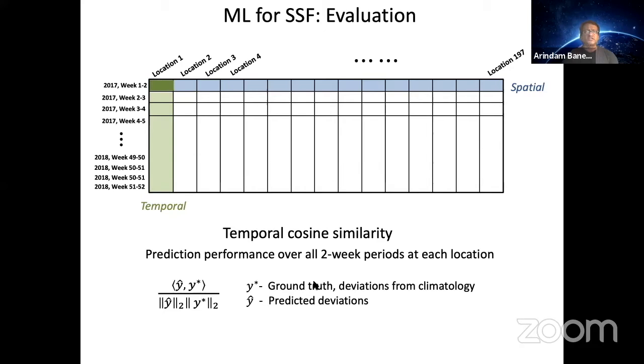And then Y star is the ground truth. Remember, the ground truth is the deviation from climatology, so it's the 30-year average. And Y hat is what we are predicting, the deviation, so we're computing cosine similarity. So we are looking for positive cosine similarities, right? If it's zero, it's basically climatology. If it's negative, we are doing worse than climatology, and that's no good.